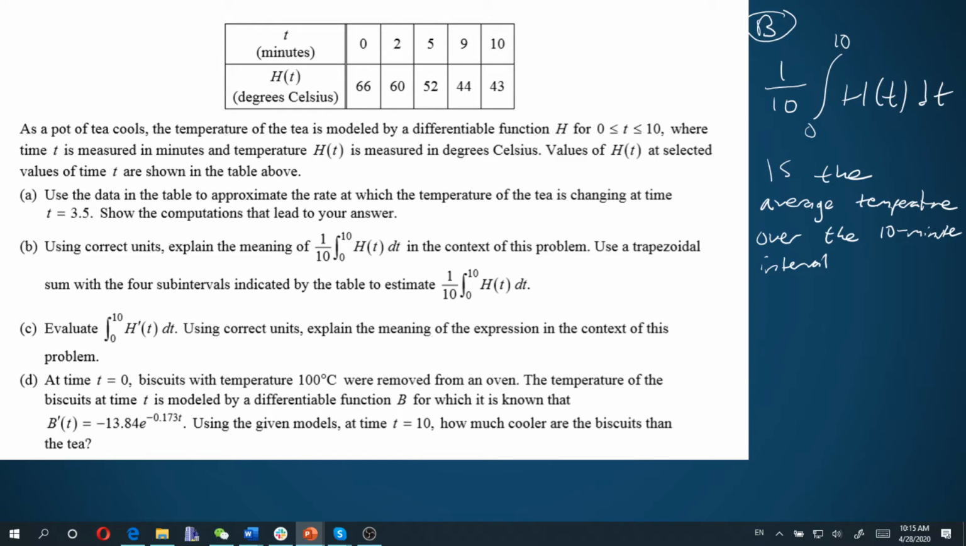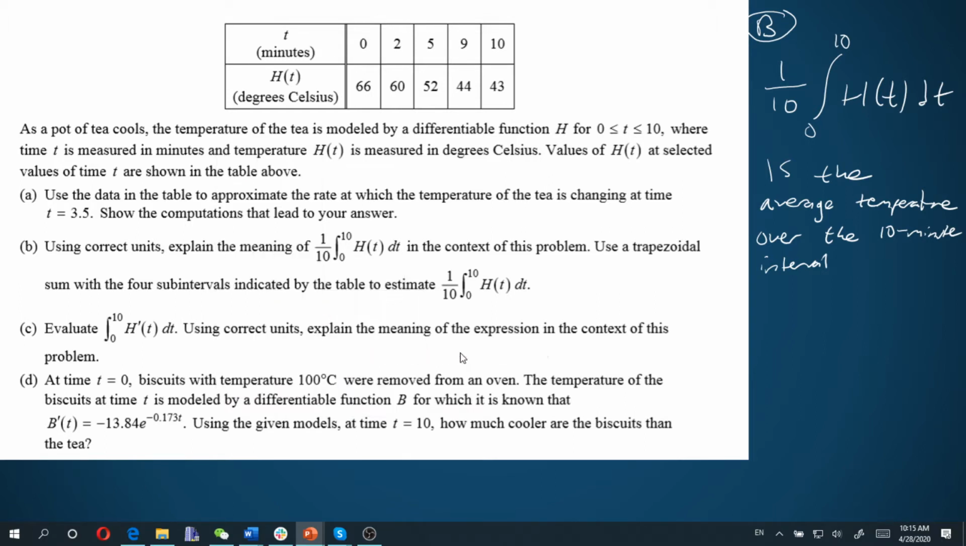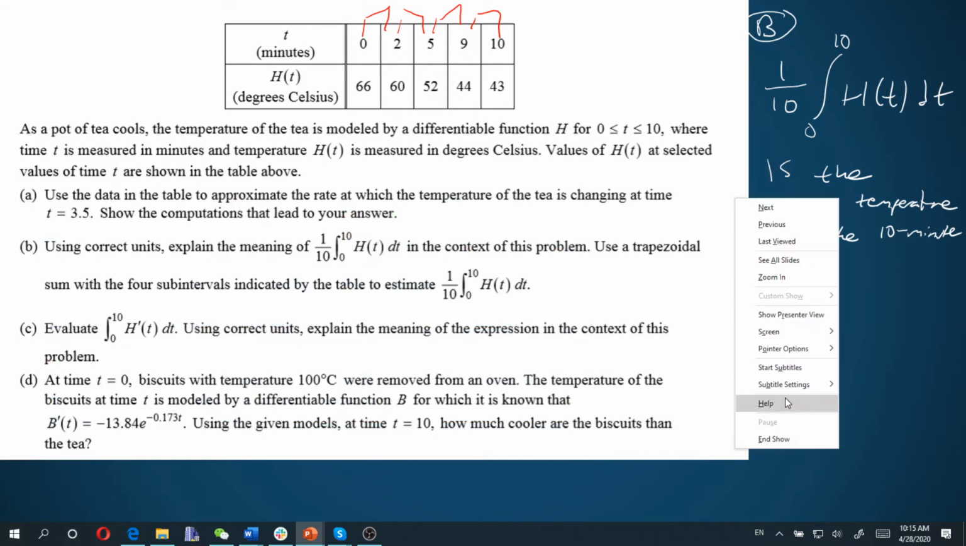Okay, then we need a trapezoidal sum with 4 subintervals that are indicated here to give our estimate for what this average temperature would be. So we've got 4 subintervals that are indicated by the table that we're going to use to build our trapezoids. Okay, how can we set up our first trapezoid?